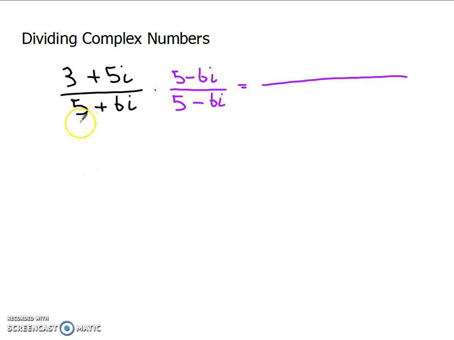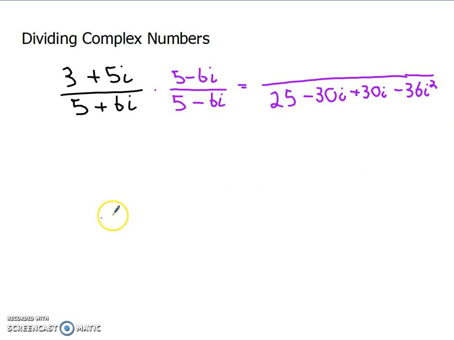When I start foiling this expression and this expression, 5 times 5 is 25. 5 times negative 6i is negative 30i. And 6i times 5 is positive 30i. And so what you've noticed here then is that you have negative 30i, positive 30i. Those are going to cancel each other out. And then for the last pair, 6i times negative 6i is negative 36i squared.